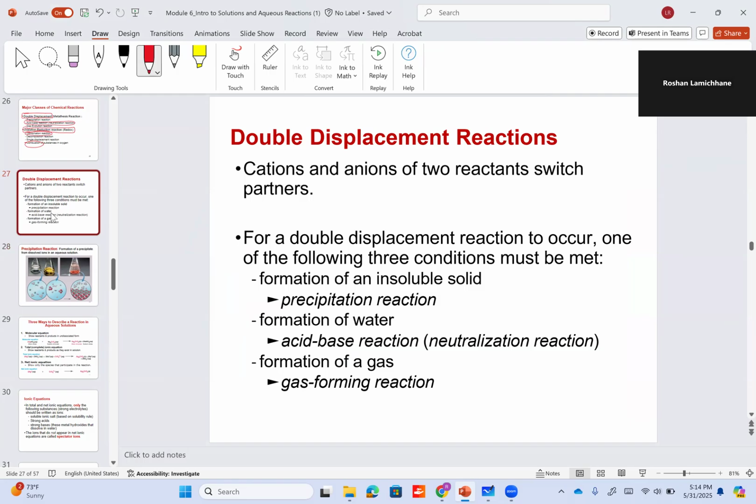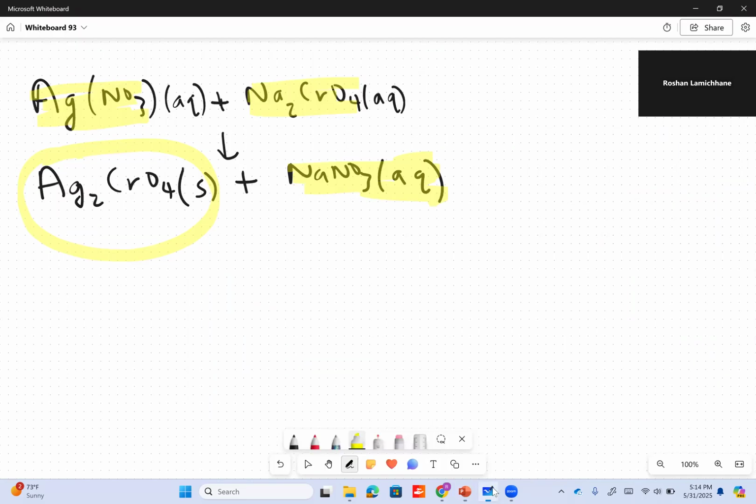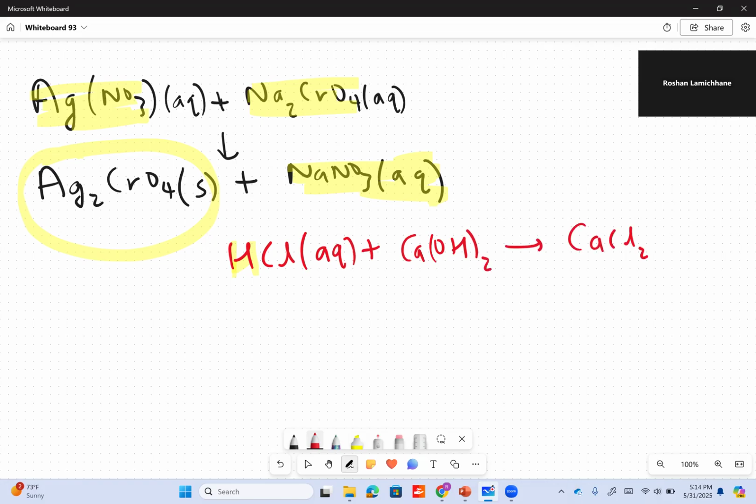The next one is the acid-base reaction. I don't have to go through this, I already talked about it. If you have an acid and you react that with a base, the product is salt and water. Make sure you are able to write down the product.